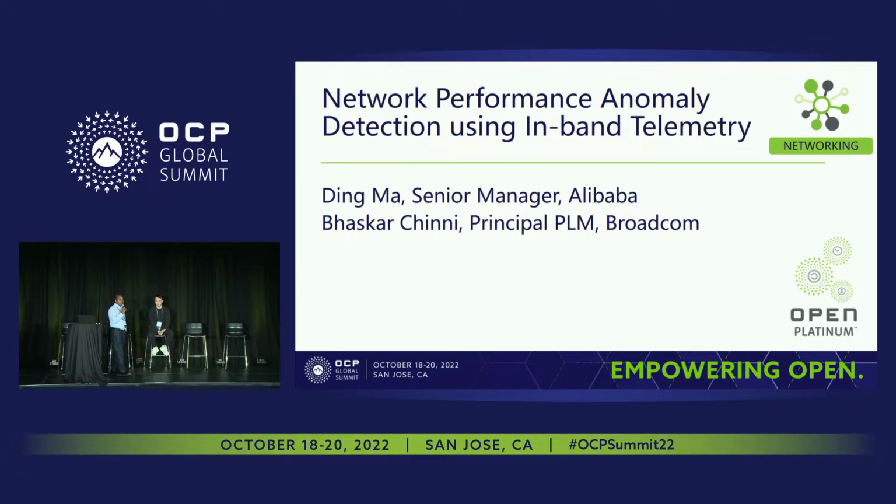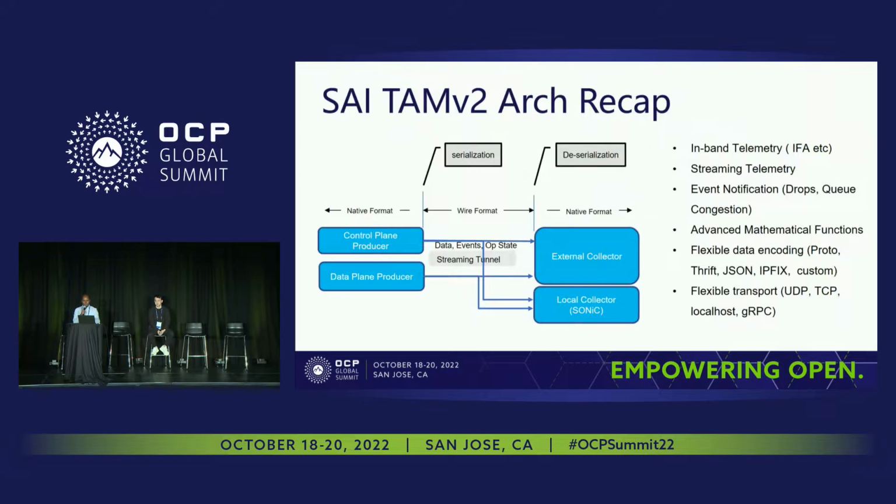So, welcome, folks. Today, we are going to talk about another use case of in-band telemetry, which is about identifying network performance anomalies. Today we have Ding Ma from Alibaba, who will be co-presenting with me about the IFA deployment use case at Alibaba. And I am Bhaskar Chinni, I'm a product manager at Broadcom. I will give you an IFA introduction and the use cases, and then Ding Ma will deep dive into the specific use case of network performance anomaly detection. We will call it NPA as a shortcut.